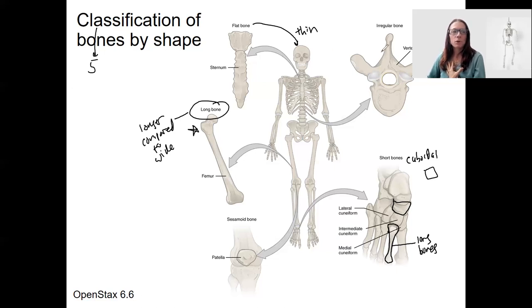Then we've got irregular bones, basically kind of other, not really characterized by anything particular and so complex and diverse. So the vertebrae and some of the facial bones also are irregular. Okay, complex, diverse in shape and structure.